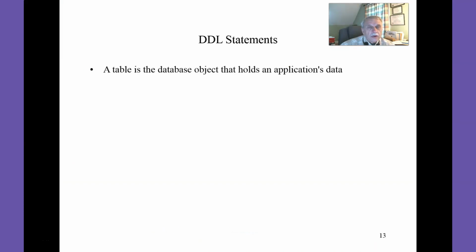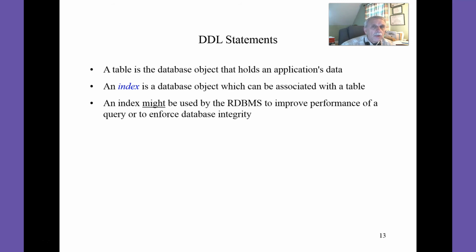In the previous slide, we had shown data definition statements to create a table and also to create indexes. Let's talk a little bit more about indexes right now. Say that a table is a database object that holds an application's data. An index is also a database object, and it is associated with a table. An index could be used for a couple different reasons. It could be used to improve performance of a query or to enforce data integrity. And note here that we're emphasizing it might be used to improve performance.